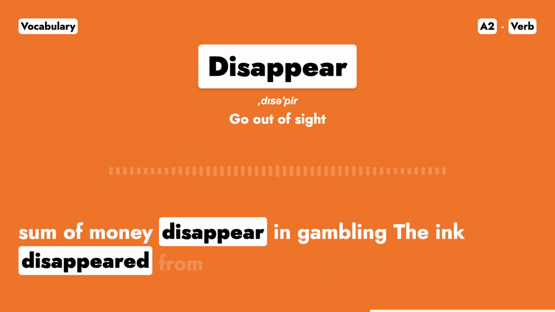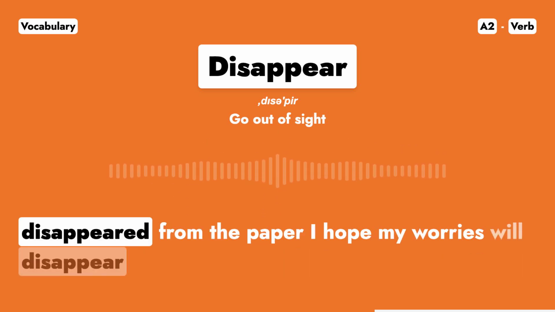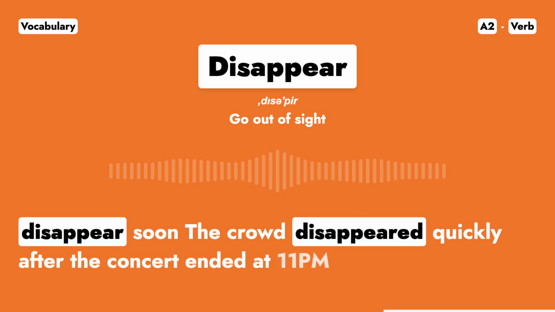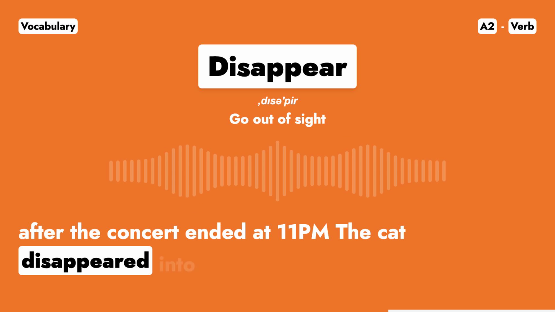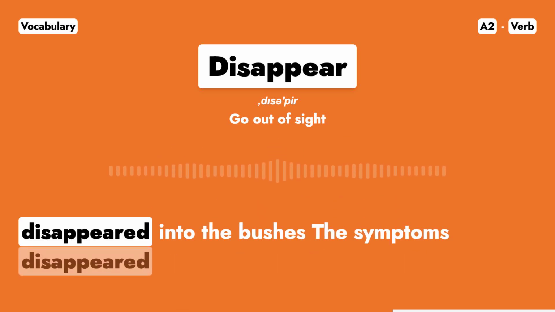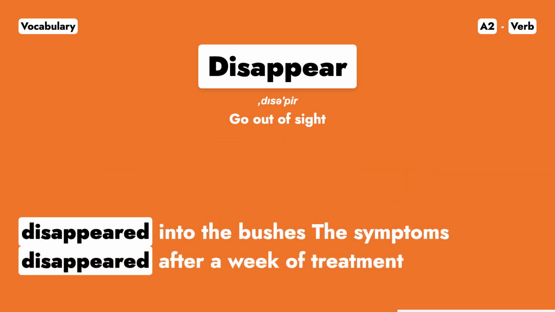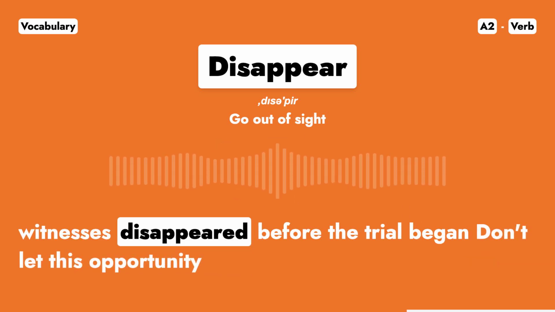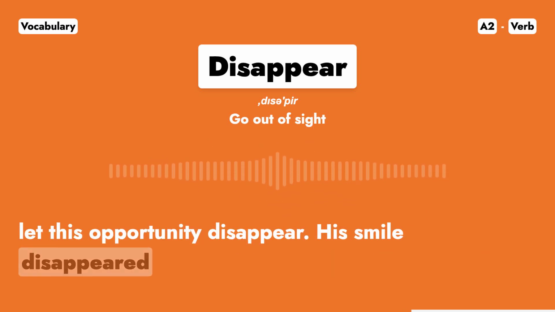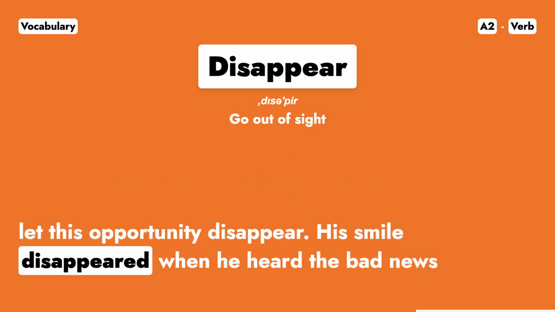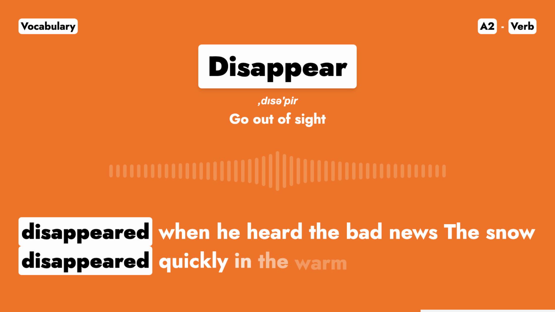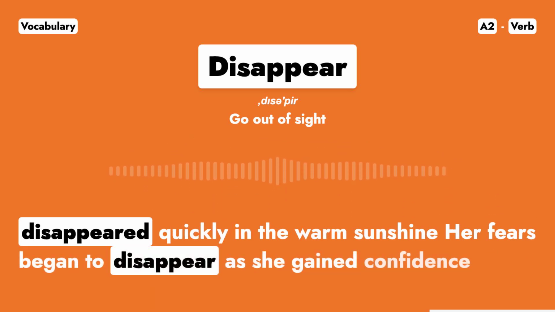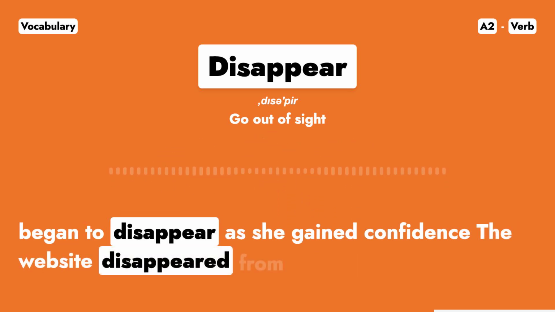The ink disappeared from the paper. I hope my worries will disappear soon. The crowd disappeared quickly after the concert ended at 11 p.m. The cat disappeared into the bushes. The symptoms disappeared after a week of treatment. The witnesses disappeared before the trial began. Don't let this opportunity disappear. His smile disappeared when he heard the bad news. The snow disappeared quickly in the warm sunshine. Her fears began to disappear as she gained confidence. The website disappeared from the internet.